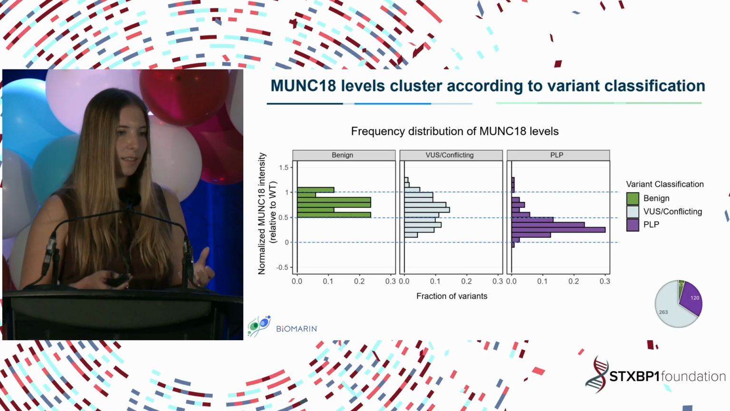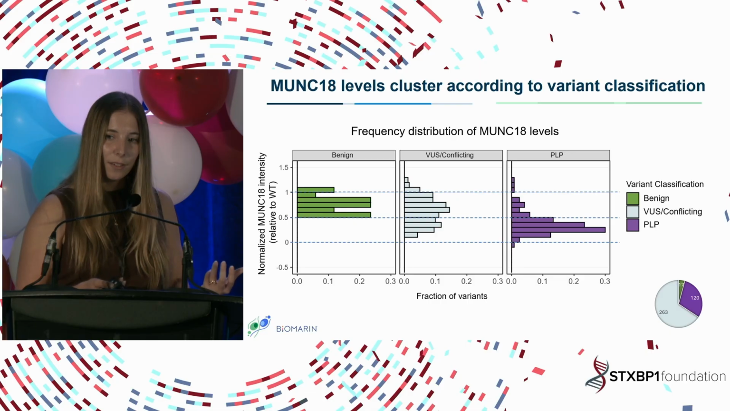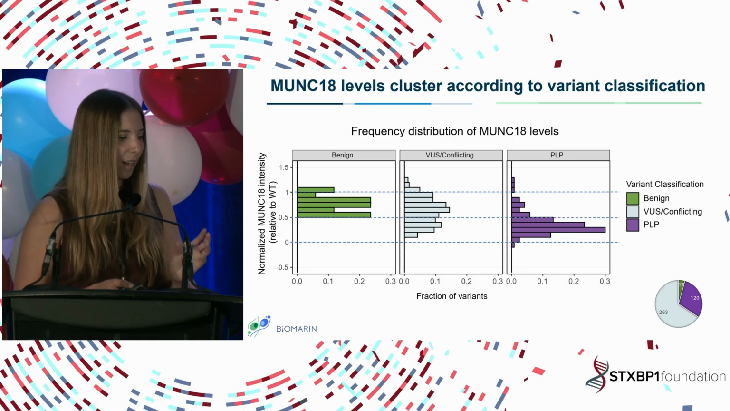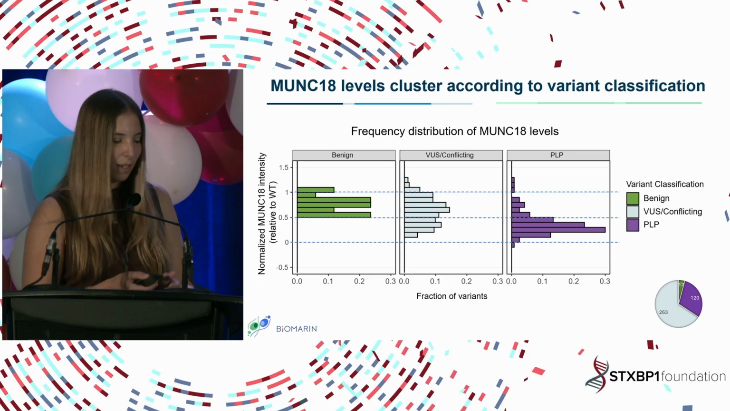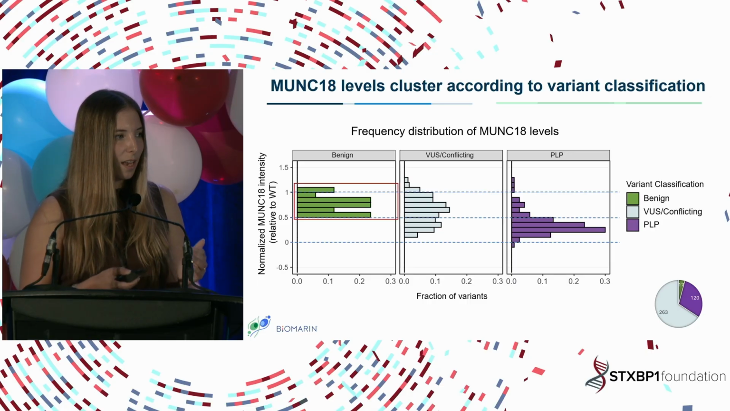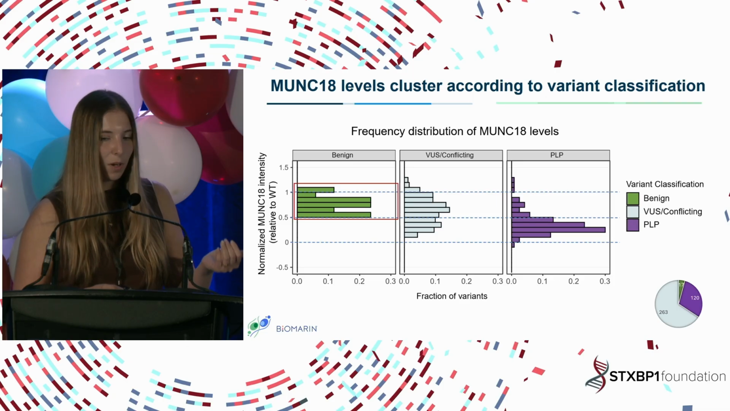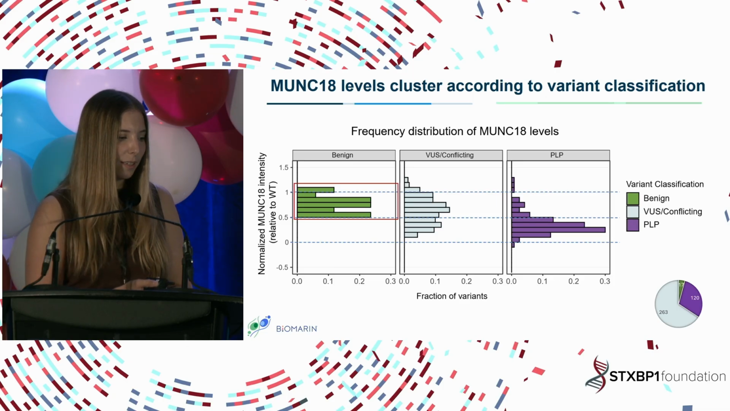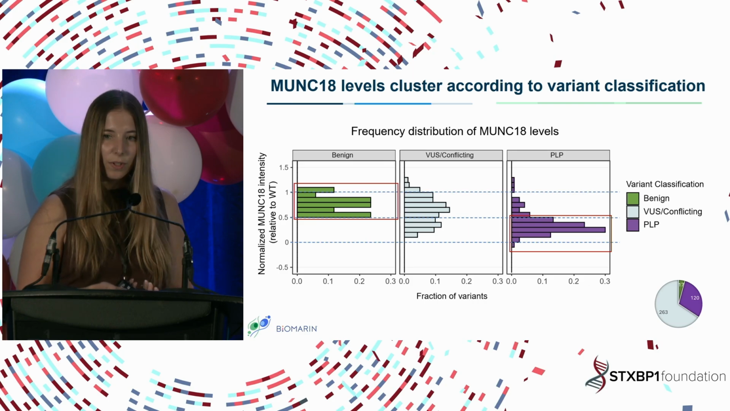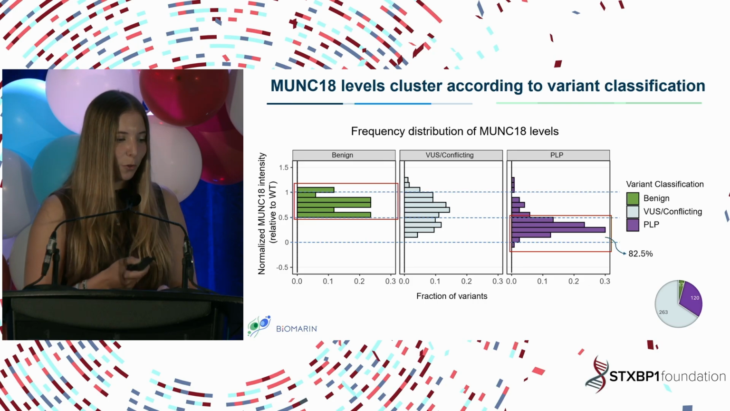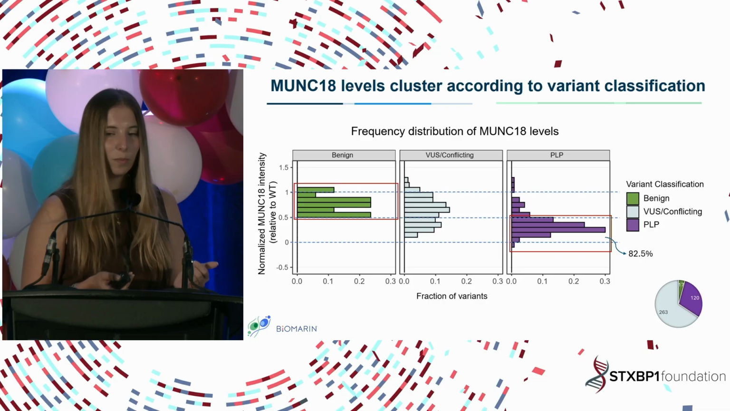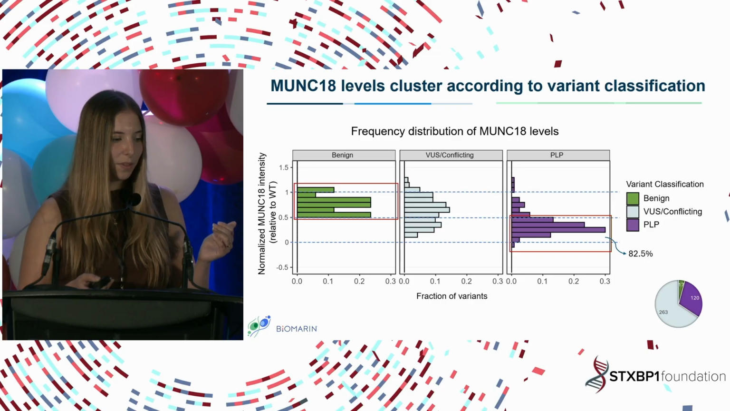Now, if we take this data and I show it in a different way, I can also separate the classes into different graphs, like you can see here. What we can see from this graph is that all of the benign variants are, again, above 0.5 levels of MONC18. If you look at the PLP variants, they are clustering below 0.5. It's most of these variants, 82.5%. So there's a clear distinction between benign variants and PLP variants.